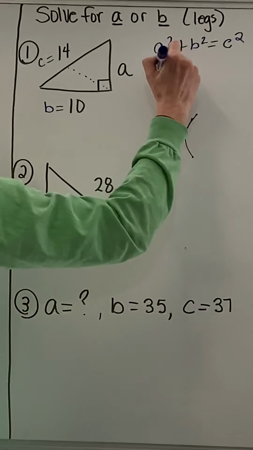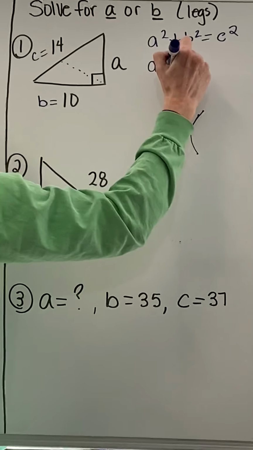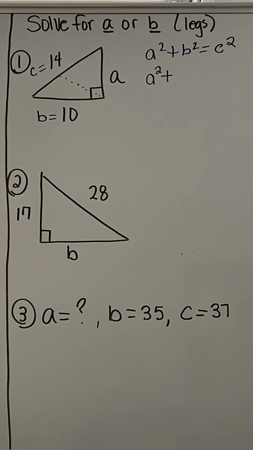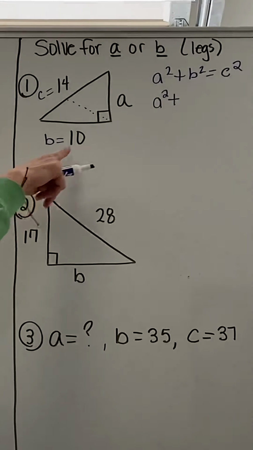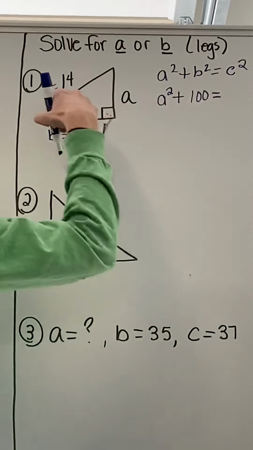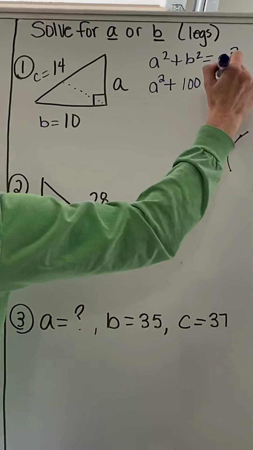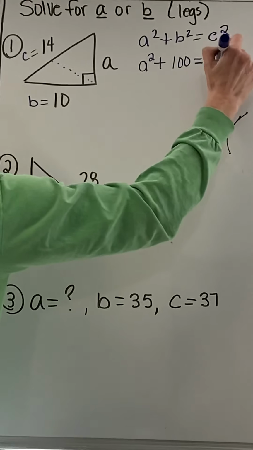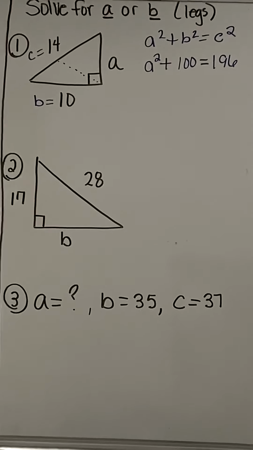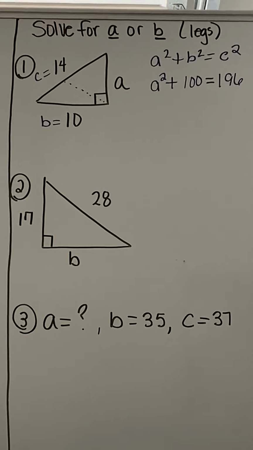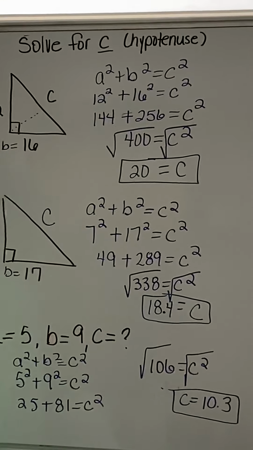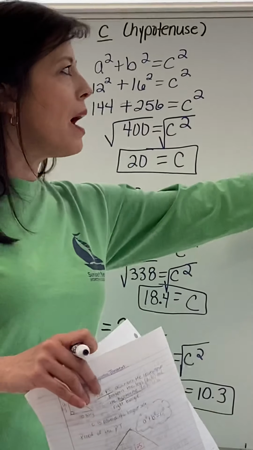I don't know what A is, so I don't know what A squared is yet. I know that B is 10. I'm going to kind of skip one little step here, and if you're comfortable doing that, it's okay. I know that B is 10, so 10 squared is 100. And I know that C is 14, so 14 squared is 196. Now, here's the difference. A squared is not by itself. If you look over here at these problems, when I was solving for the hypotenuse, C squared is over here by itself on this side of the equal sign. A squared is not by itself.